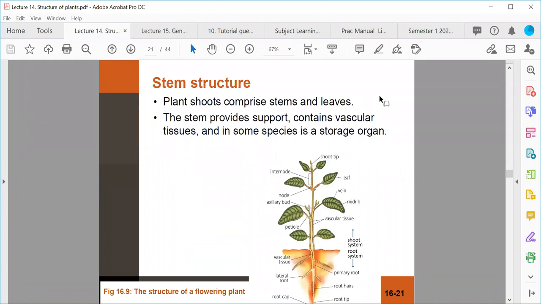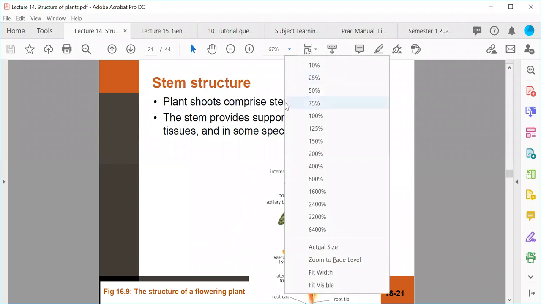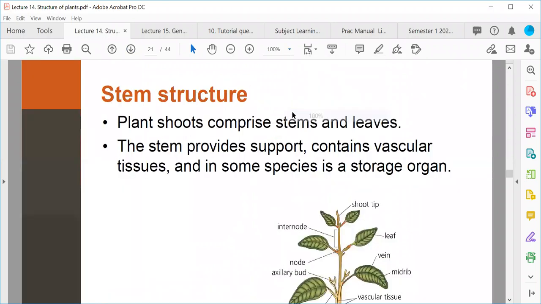All right, so enough about plant tissues, and now let's move on to the major plant organs. But before we do, let's have a look at the structure of a typical plant, which I'm sure everyone's familiar with. And I'll just enlarge that a little bit.